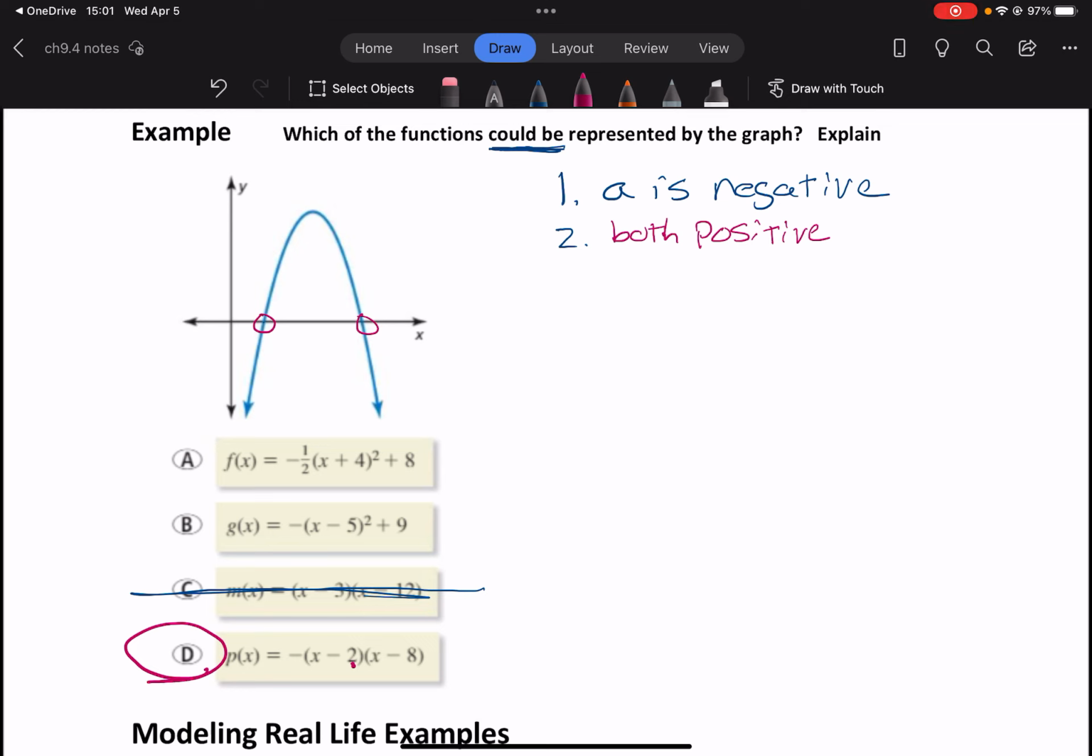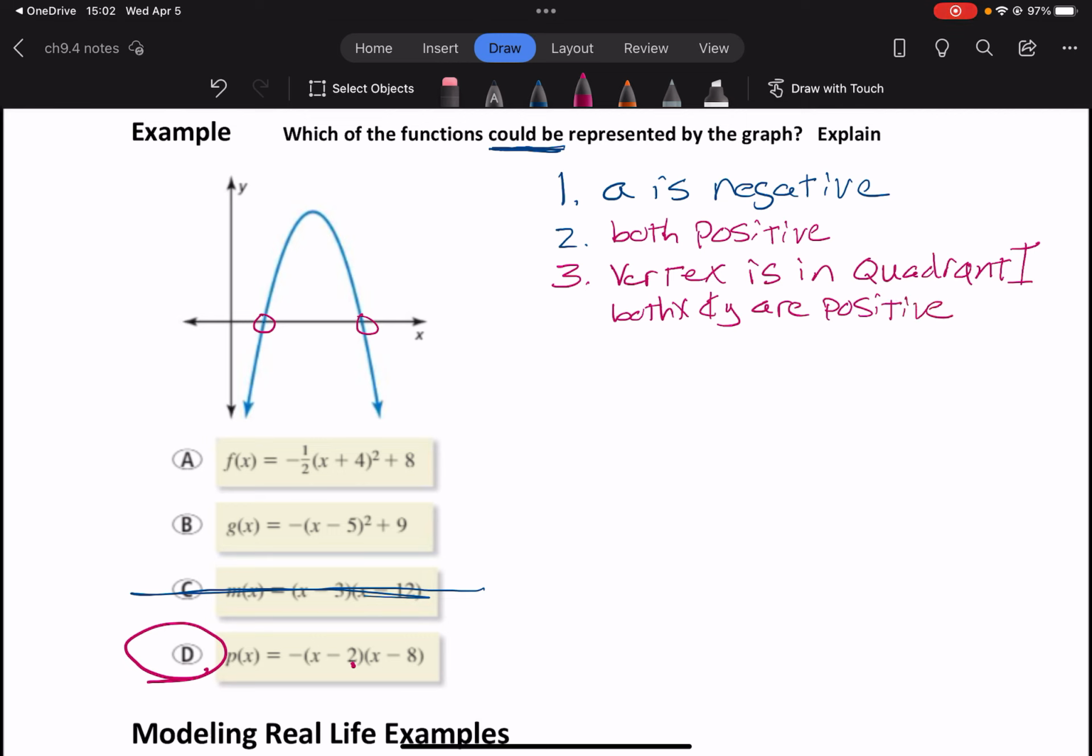Okay, if it's in vertex form, my vertex is in quadrant 1, meaning that both x and y are positive. So I look up here. So I got a positive on the A. I know that's wrong because a positive on the inside, we switch it to a negative. That's not in the first quadrant. So we know that's wrong.